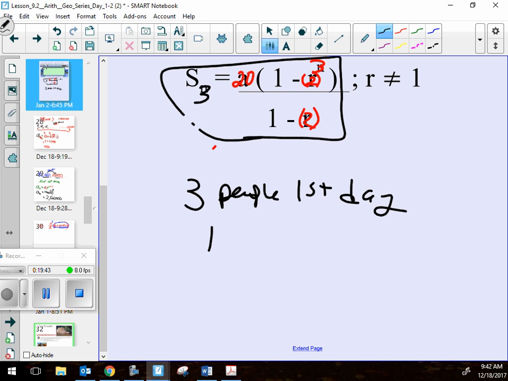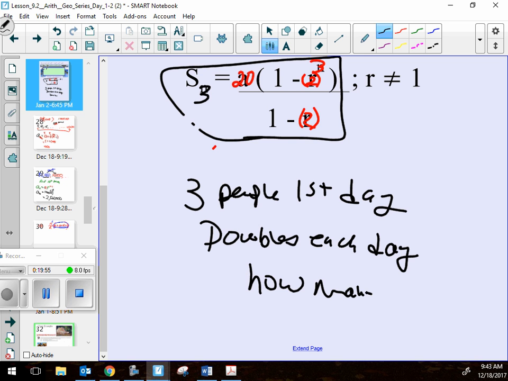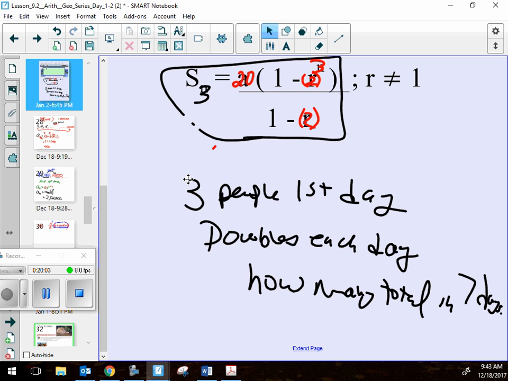And he doubles how many he calls each day. How many total did he call in the week? I will pause for a moment while you give that one a try. Use this formula I just showed you.